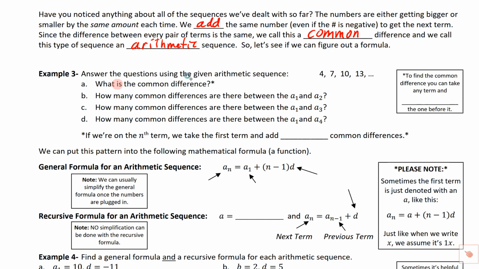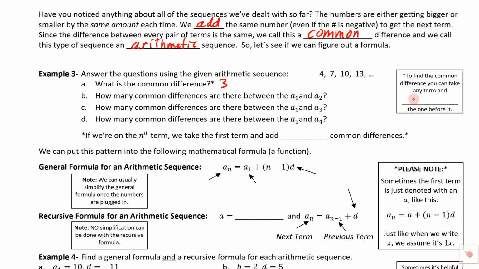So it says answer the questions using the given arithmetic sequence. So this is an arithmetic sequence. It's going from 4 to 7 to 10 to 13. So what happens here is we're going up by 3 every single time. So the common difference is 3. So let's just write that down.